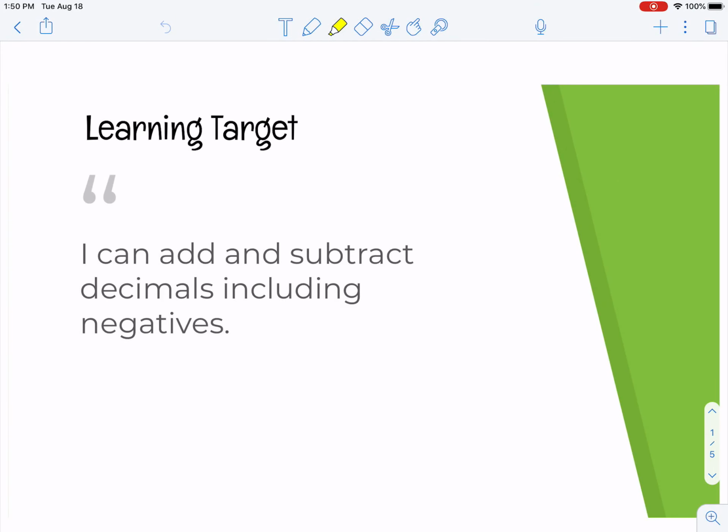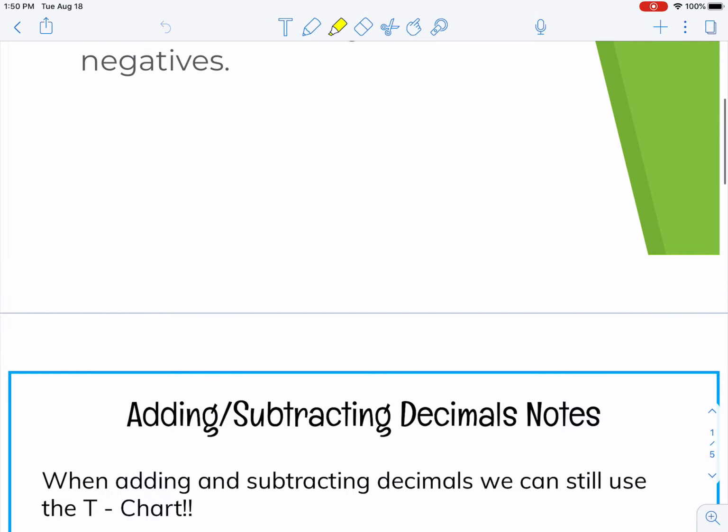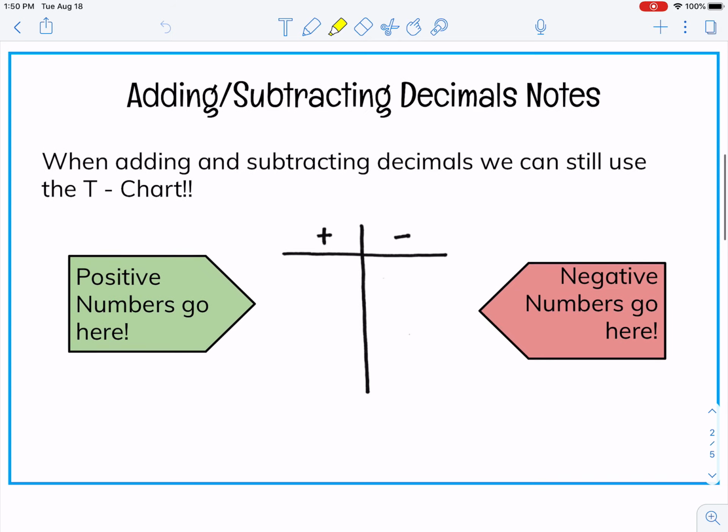Today our learning target is I can add and subtract decimals including negatives. Adding and subtracting decimals notes. Make sure you have a pencil and paper, or you may use your Notability to take your notes today.